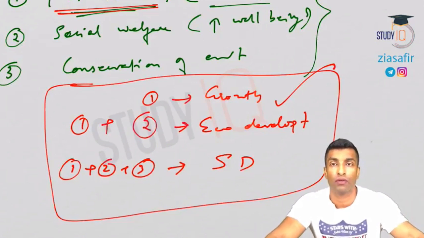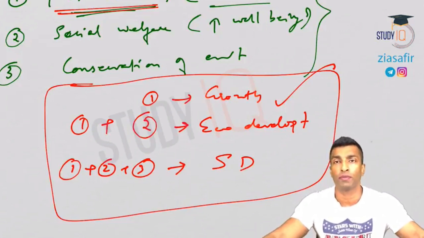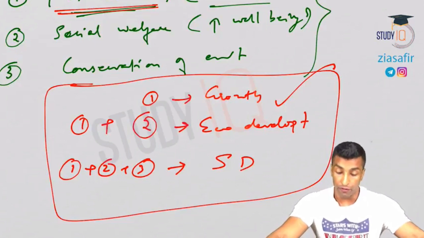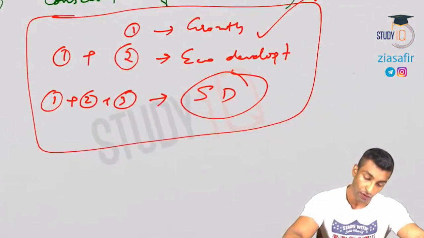Growth can be achieved without development also, if you're not talking about the well-being of the people. Development can also be achieved without growth, if government is sponsoring everything. Even without growth, you can achieve social well-being of people. But if all the three are there, then it is sustainable development. So I hope this is clear for all of you.